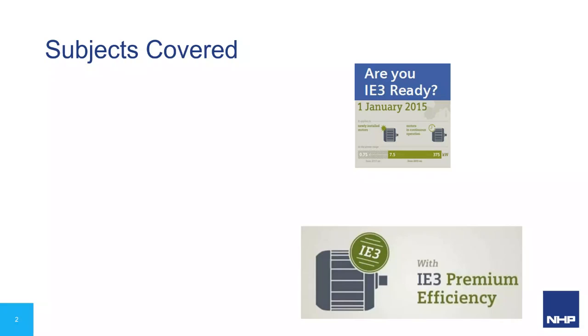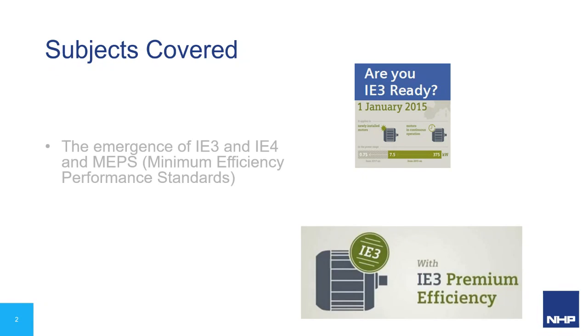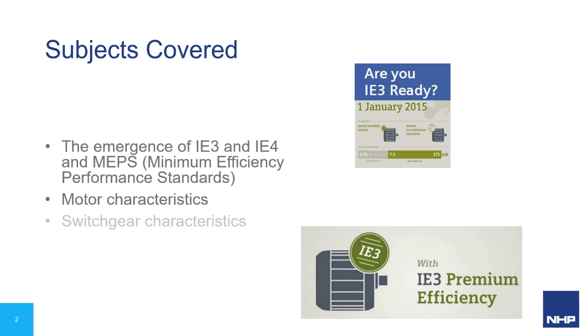So some of the subjects covered will be the history and the introduction of the IE3 and IE4 motors for industrial use. The MEPS program, or Minimum Efficiency Performance Standards, in Australia and New Zealand, covers this range of motors. We'll look at some of the more important motor characteristics and examine the operation of circuit breakers and contactors. And we'll look at their expected behaviours and duties when used in direct online applications in conjunction with the IE3 and IE4 squirrel cage motors.